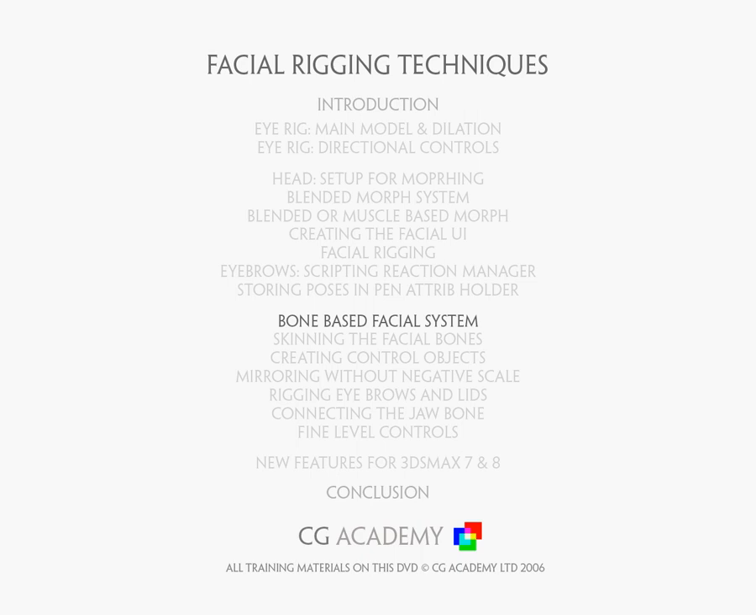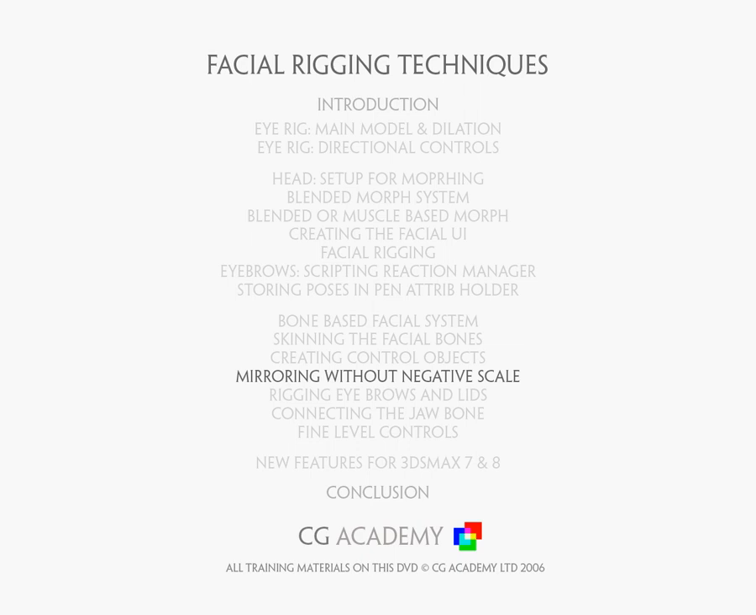Chapter 11, we'll be skinning facial bones, and we're going to look at skinning the face to the bone system we've generated. Chapter 12, creating control objects. We're going to set up and create control objects for the face and connect the bones to the controls. We're also going to set up a fall-off system for them so that one control controls many bones around the face.